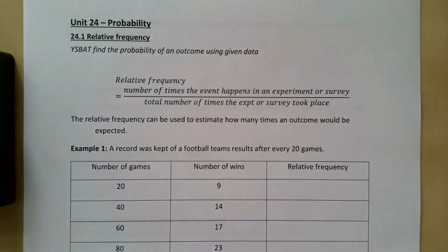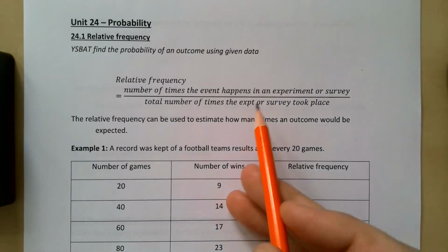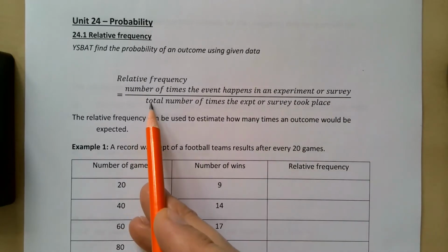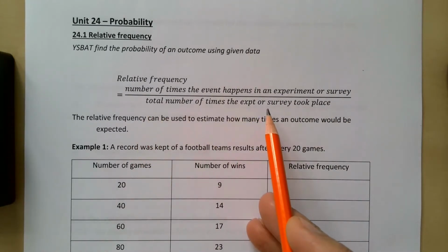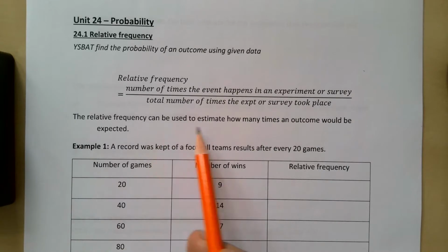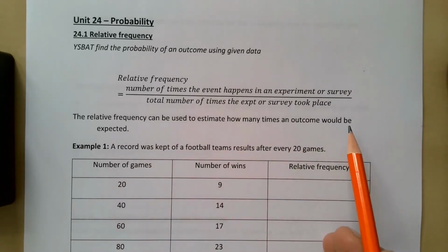This is GCSE probability, and we're going to start with a little bit of relative frequency. You should be able to find the probability of an outcome using given data. Relative frequency is the number of times the event happens in the experiment or survey divided by the total number of times the experiment or survey took place. The relative frequency can be used to estimate how many times an outcome would be expected.